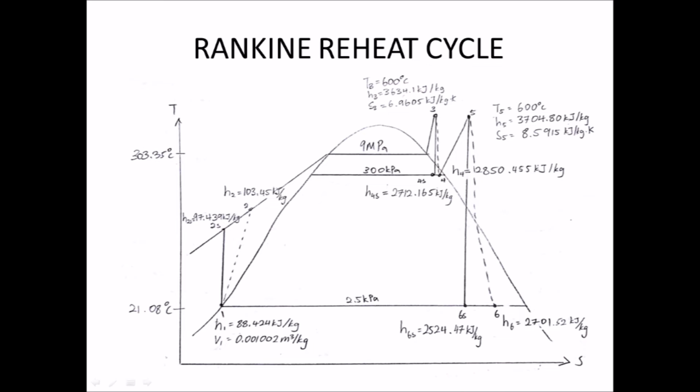Now, we try to use Rankine reheat cycle. The figure shows the TS diagram of Rankine reheat cycle. First, steam enters the first stage turbine at 9 megapascal, 600 degrees Celsius and expands to 300 kilopascal. It is then heated to 600 degrees Celsius before entering the second stage turbine, where it expands to condenser pressure of 2.5 kilopascal.